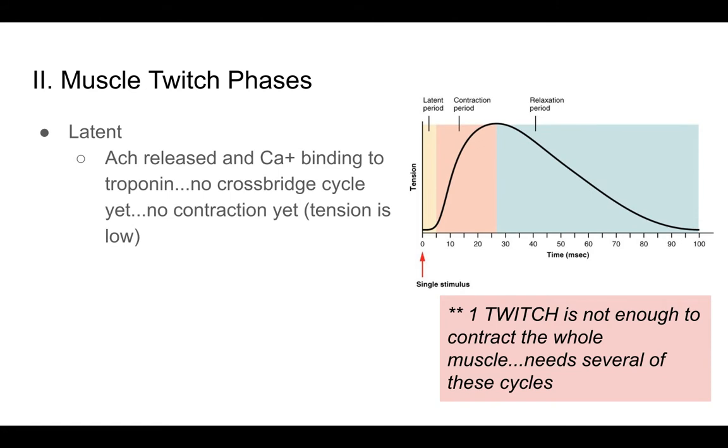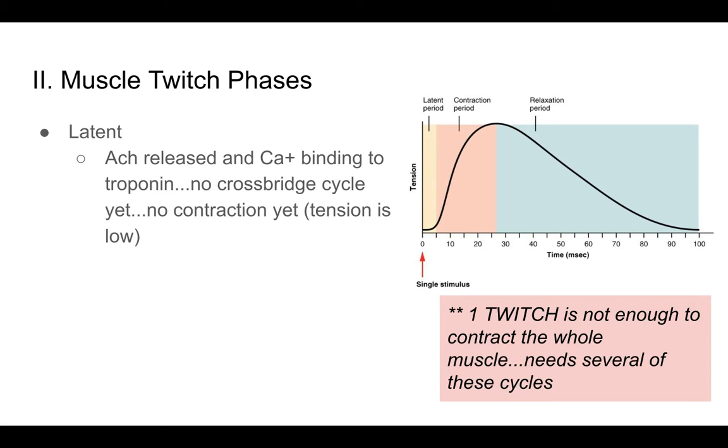So initially in this latent period, this very short window of time, what we see happening in the muscle cell is what happens from the time ACH is released from the neuron all the way through calcium binding, right? So remember last unit, we talked about a neuron releasing ACH that binds to the surface of the muscle cell. It stimulates that muscle cell membrane, and that stimulation or action potential travels down the T tubules and causes the sarcoplasmic reticulum to release calcium.